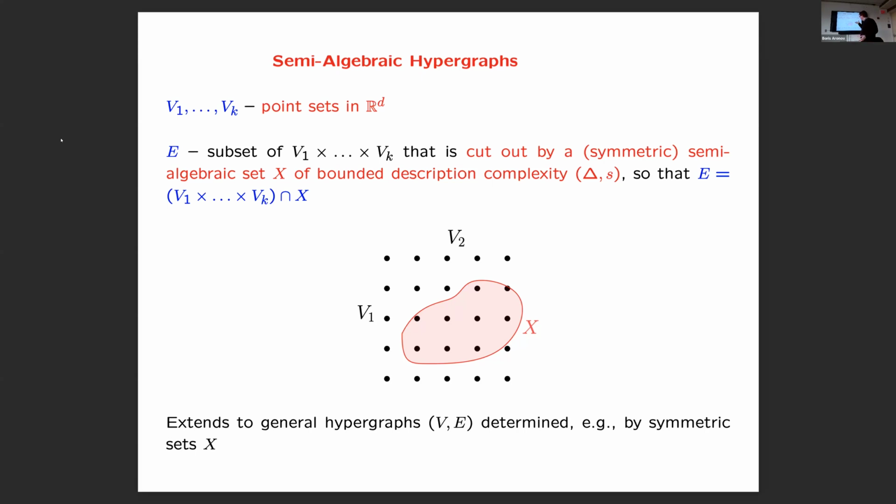So the way to do it is basically to look at the Cartesian product of these sets, and this Cartesian product lives in dimension k times d. We take some semi-algebraic set, and our hyperedges are going to be the exact k-tuples which fall into this semi-algebraic set. It's important to emphasize that it actually lives in dimension d times k.